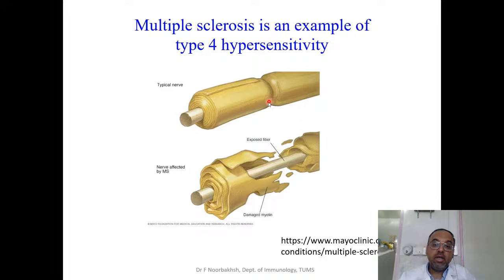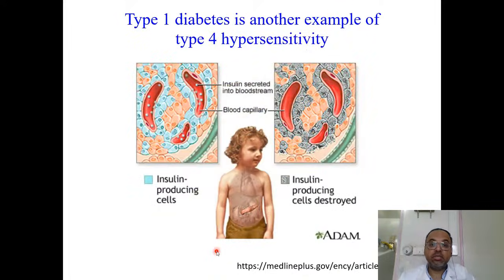So if this is a nerve, we have myelin around that nerve. But if the myelin is attacked by T lymphocytes, it can lead to problems in the conduction of nerve signals, and it might lead to what is called multiple sclerosis. It's another example of type 4 hypersensitivity.